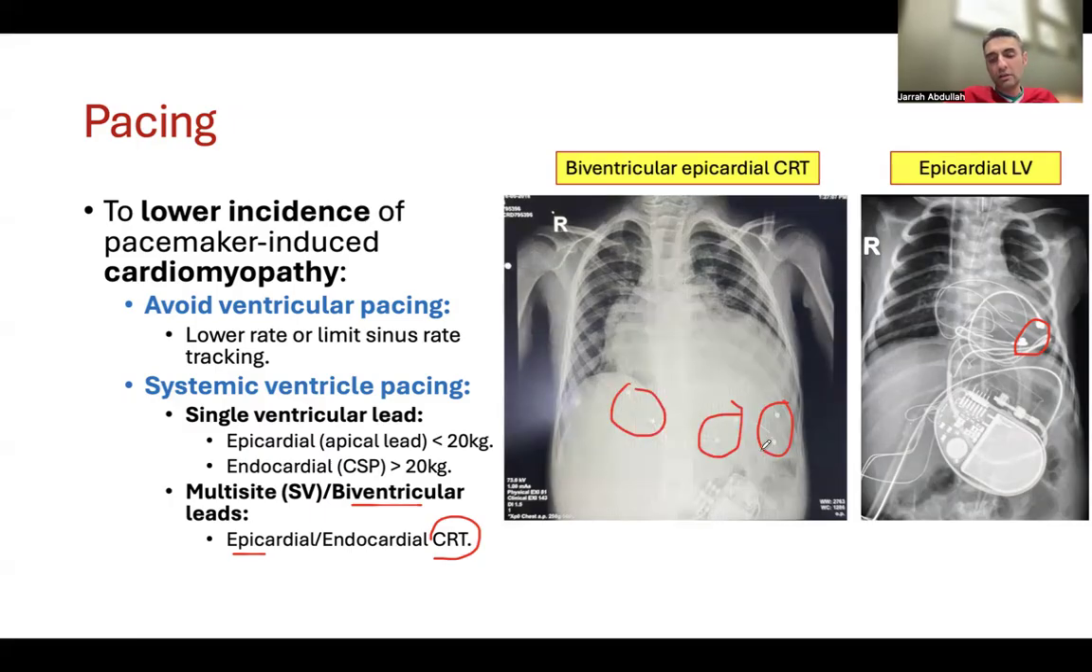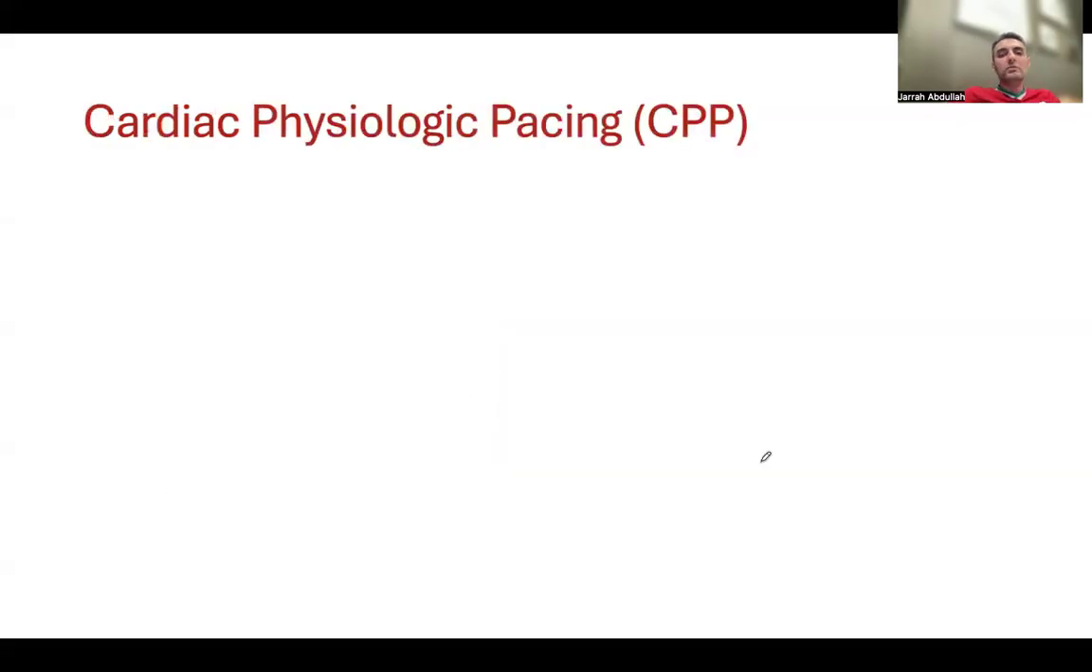So this is an epicardial CRT system for a patient with complex transposition and VSD, who had complete heart block and then developed pacemaker-induced cardiomyopathy, and then we upgraded the system to epicardial CRT in an attempt to salvage the ventricular function. Anyways, I'll talk about conduction system pacing in a second.